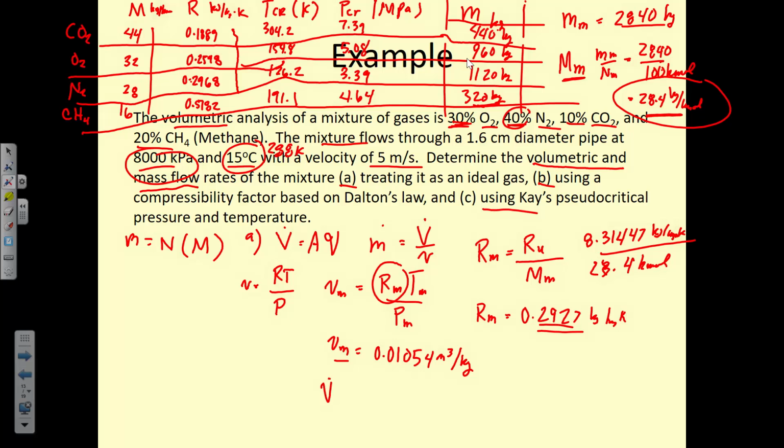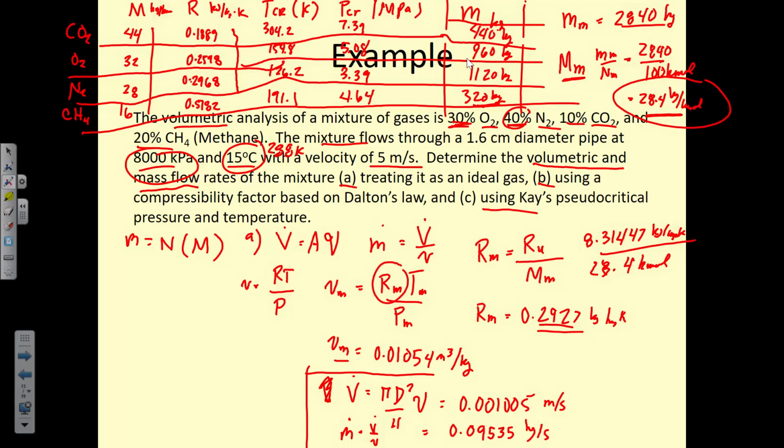Okay. So now we can calculate our volumetric flow rate, which is equal to pi d squared over 4 times the velocity, where everything is given to us in the problem. We find that it is equal to 0.001005 meters cubed per second. And then our mass flow rate is equal to V dot over V. So 0.001005 divided by 0.01054. We find that it's equal to 0.09535 kilograms per second.